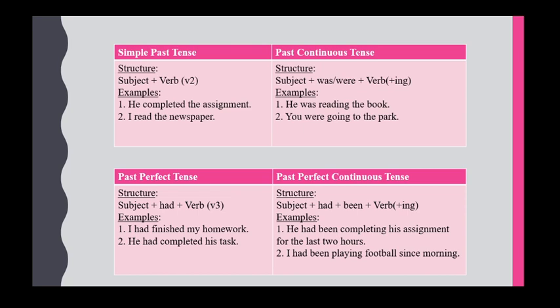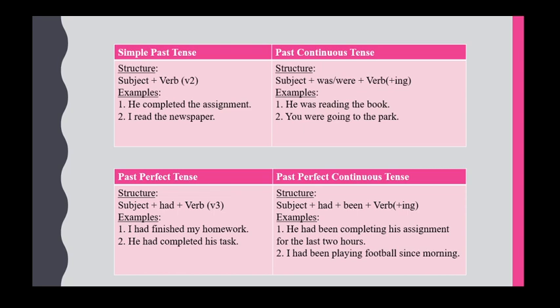The structure of the simple past tense is subject plus second form of the verb. Next, the examples. He completed the assignment. So complete is in the present tense, but to make it past, we add ed to it, that frames completed. He completed the assignment. Next is: I read the newspaper. I have done reading of the newspaper, that is simple past tense. I read the newspaper.